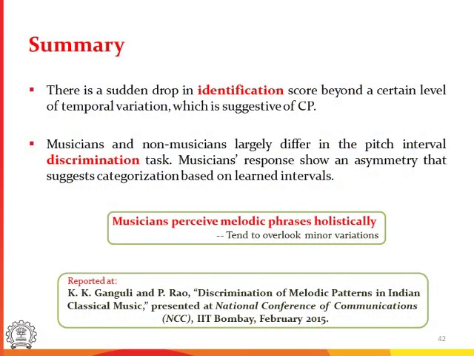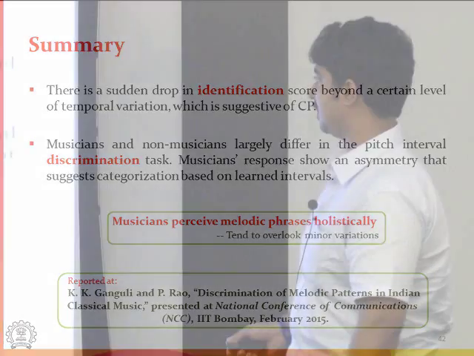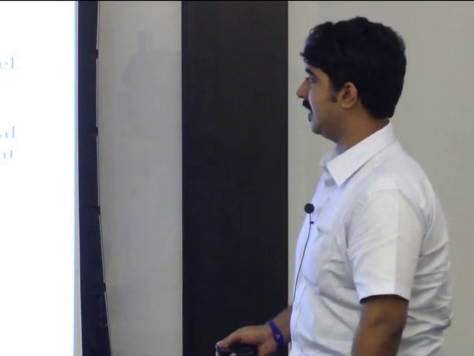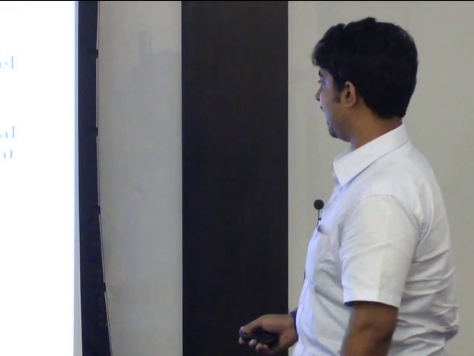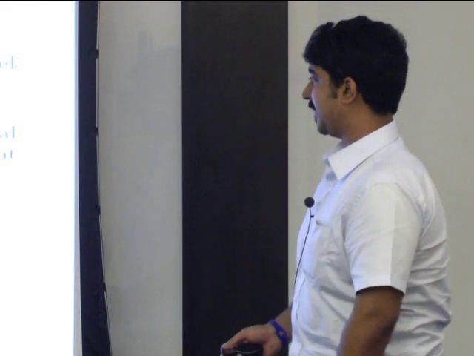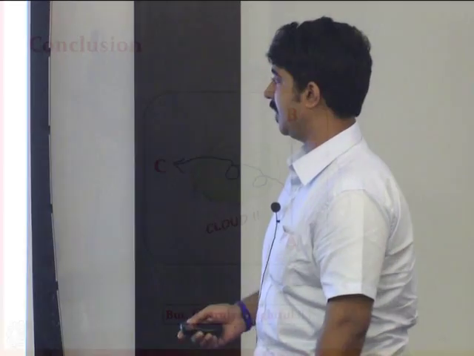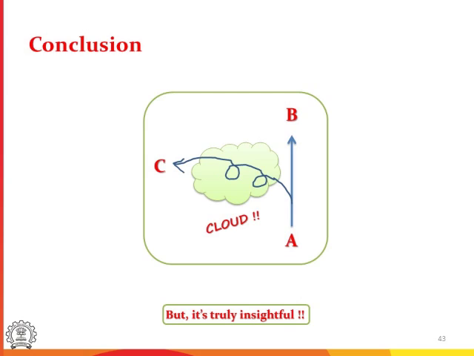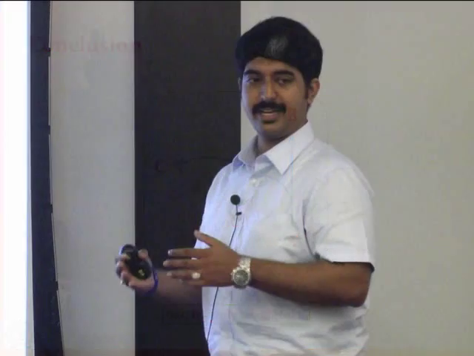So the summary is that this identification score drop is suggestive of categorization as in the speech literature, and in the discrimination task, this asymmetry is somewhat suggestive, and in speech also we get similar-looking curves. So we speculate that musicians perceive these melodic phrases holistically and don't pay attention to these small variations. It's like a macroscopic versus microscopic view of the phrases, and this was recently reported at NCC in IIT Bombay. So I'll just conclude like this. We have something showing us that this is interesting, but we are still a little fuzzy about it. We call it a cloud, after that TED talk, but it's insightful.